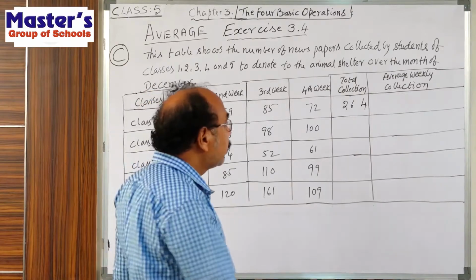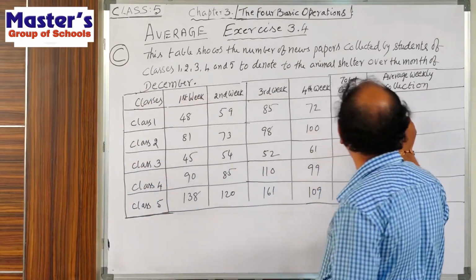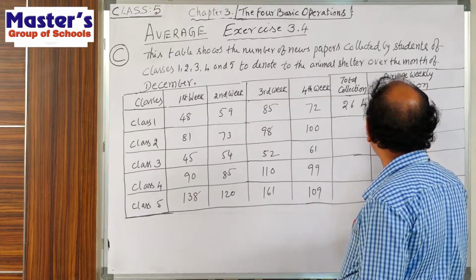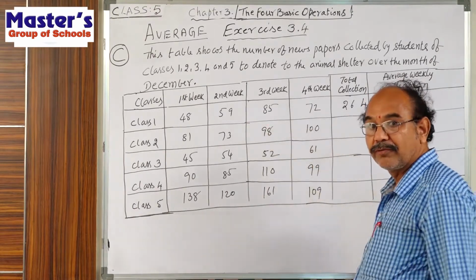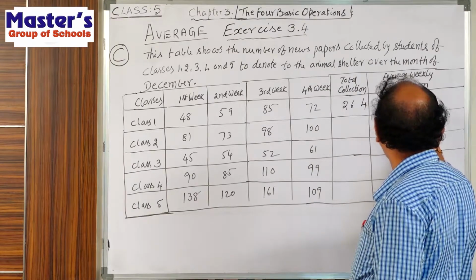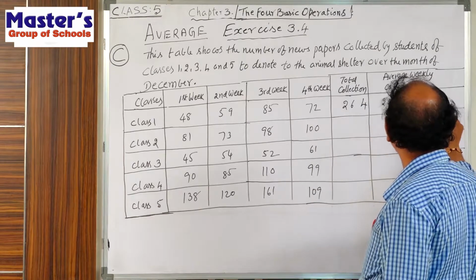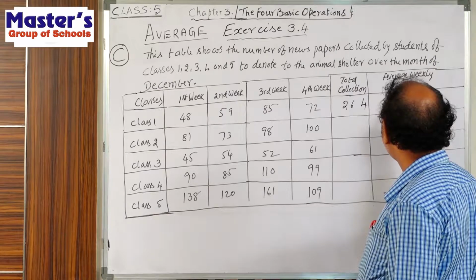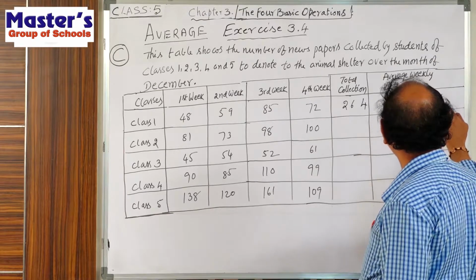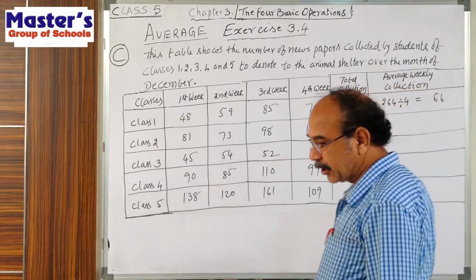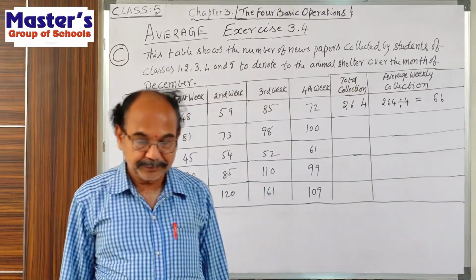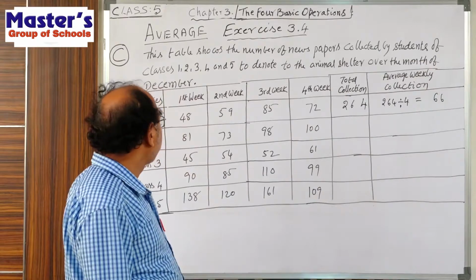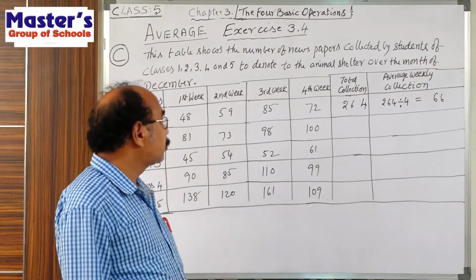Okay children. So here 264 is to be divided by 4. How much? 4 6s are 24. 2 remainder 24. 4 6s are 24. 66 times. How much? 66. Now see children, come to class 2.